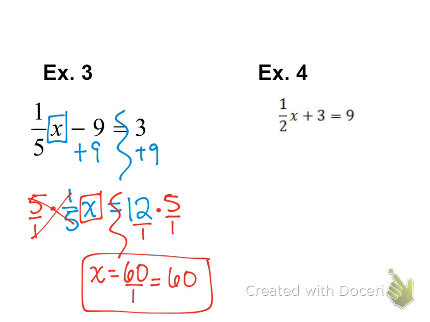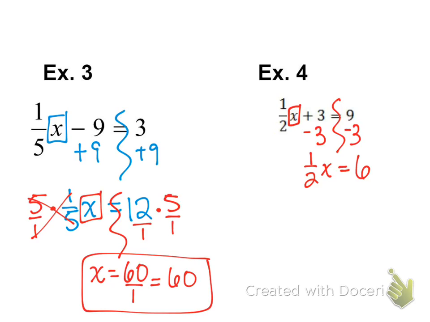On number 4, we're switching it up just a little bit. We have to undo addition of 3. To undo addition, we use subtraction. What does that leave me with on the left? 1/2 x equals. Careful. 6.